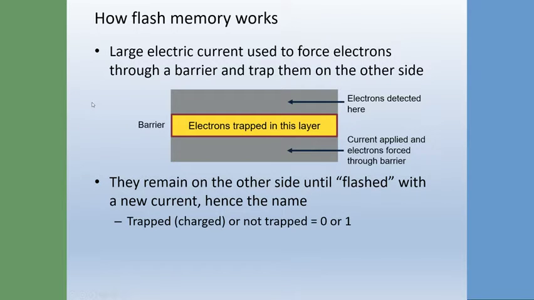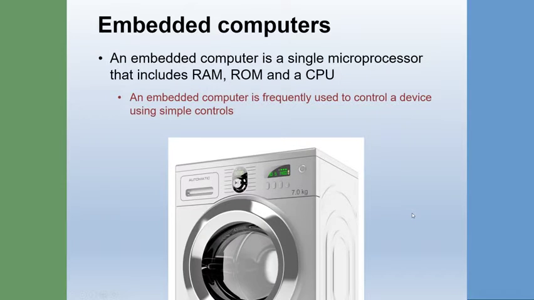Flash memory, however, works slightly differently. This is actually based on electric currents and electrons. So we have a layer in our flash memory, okay, and we have a series of electrons. Those electrons are flashed or forced through the barrier, and they're trapped inside that layer, okay. And depending on the sequence of trapped electrons within that barrier, that will equal our zeros and ones, okay. So if it's trapped or it's charged, it might be a 1. If it's not trapped or charged, it could be a 0, okay.